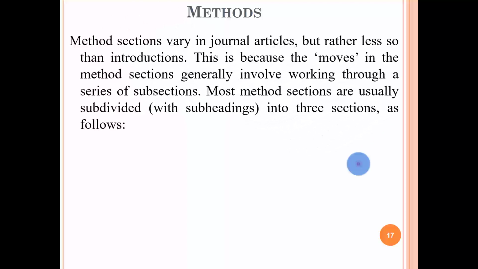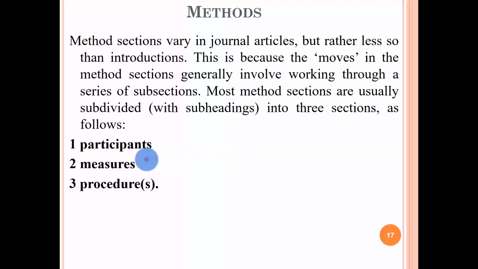Then comes the method, and method sections vary in journal articles, but rather less so than introductions. The variation is less than the variation in the introduction. This is because the moves in the method section generally involve working through a series of subsections. As we'll see, we'll have subsections. Most method sections are usually subdivided with subheadings into three sections as follows. So we will have three subsections in the method section. Sometimes two, but we have to have at least some of these sections.